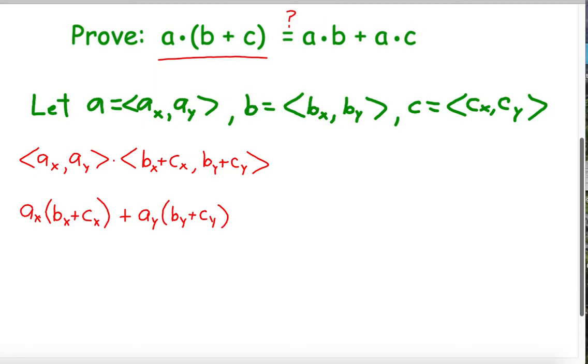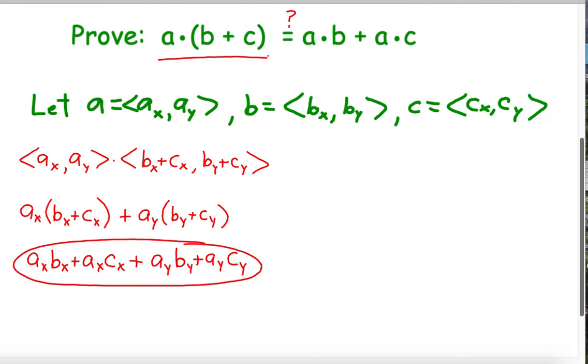And now I'm dealing with numbers here, so I can distribute, because those are operations with the real numbers. And so I wind up getting A sub x times B sub x plus A sub x times C sub x. Plus, and now let's distribute the y component number value. That'll be A sub y times B sub y plus A sub y times C sub y. So that's what I get when I do those operations. Okay, now let's work the other side.